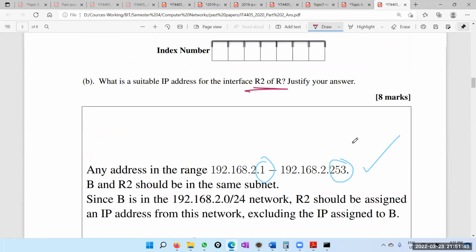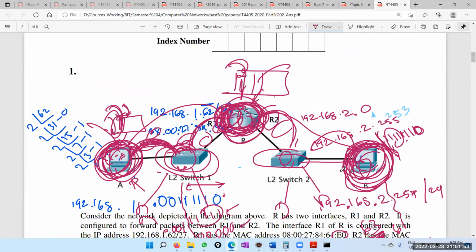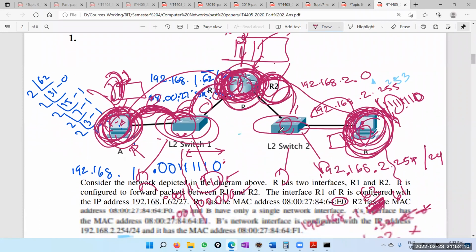When it reached B means now the data frame has reached here. Your data frame is right here. Now here the destination MAC address is obviously this one, and the source MAC address is this one. So the source MAC address will be the MAC address of the R2 interface.